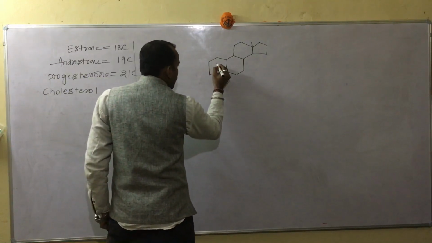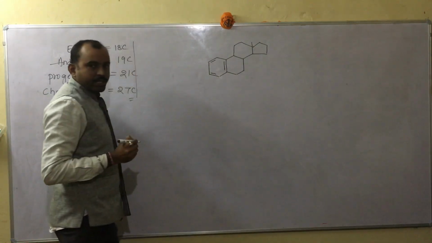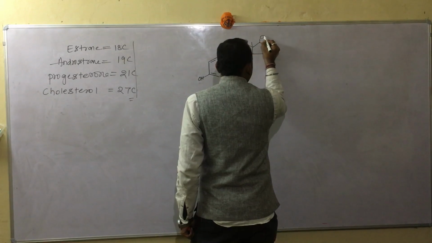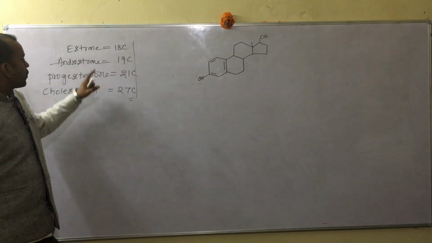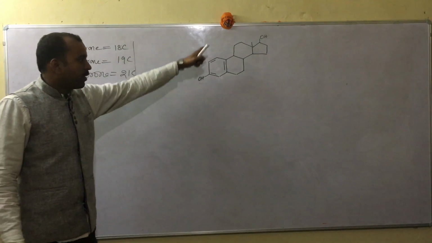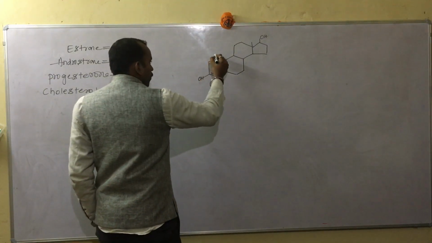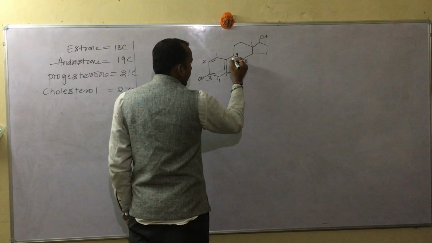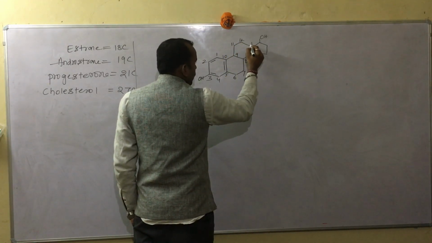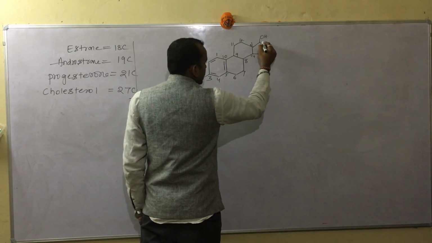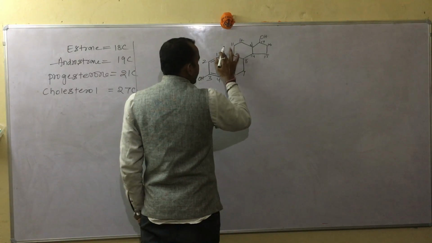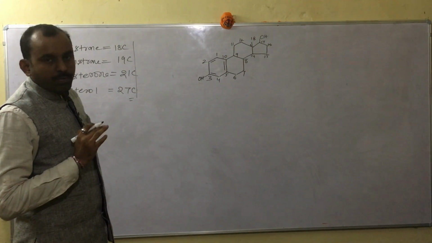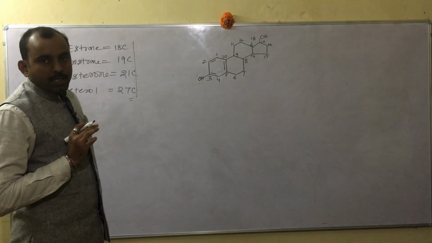So now what is left out? Now this is aromatic in nature, estrane. Now it has hydroxy groups at 2 positions. So this is the structure of estrane. So now how will you write the nomenclature of estrane? 1, 2, 3, 4, 5, 6, 7, 8, 9, 10, 11, 12, 13, 14, 15, 16, 17 and 18. So this is the fundamental structure of your estrane. Okay.